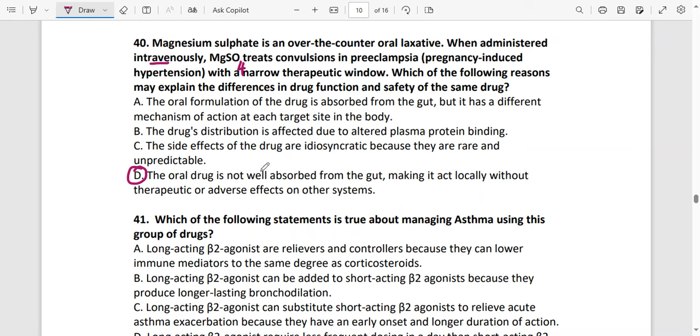Look at this. The oral drug is not well absorbed, making it act locally. So if something is not well absorbed, it will still remain in that place where it's not absorbed. So it will act locally. And because it has not gone far, it will not produce these convulsions that we can see with the IV, because IV is also reaching the central nervous system. But you are simply treating preeclampsia. Okay.